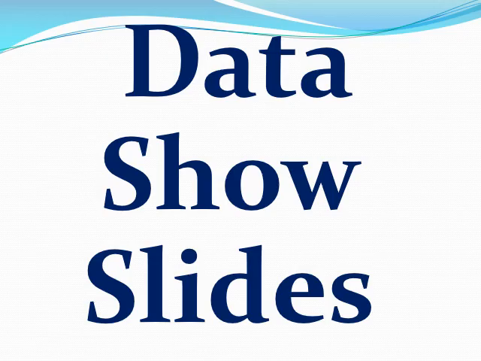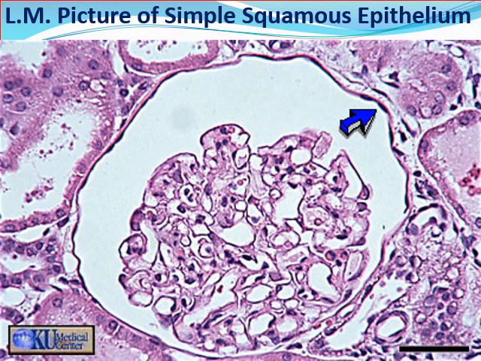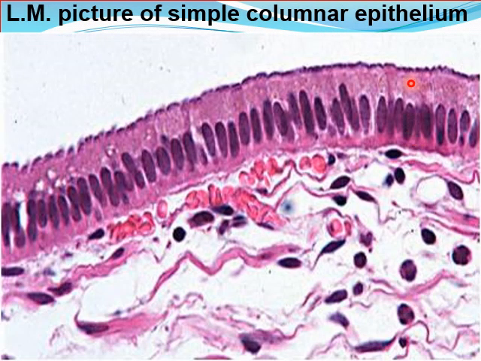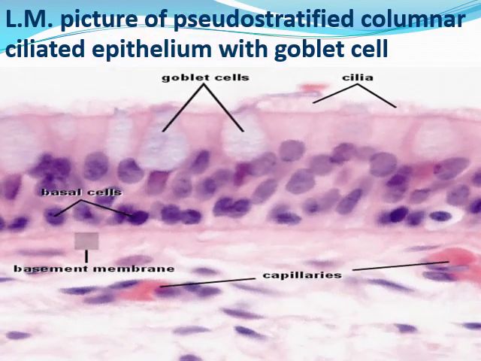Now the slides for the epithelial tissue. Here is one layer of cells lined with flat cells and flat nuclei, so it is simple squamous epithelium. One layer of cubical cells, with the length equal to the width and central rounded nuclei, simple cubical epithelium. One layer of columnar cells, tall cells, with basal oval nuclei. Here is pseudostratified columnar ciliated with goblet cells.